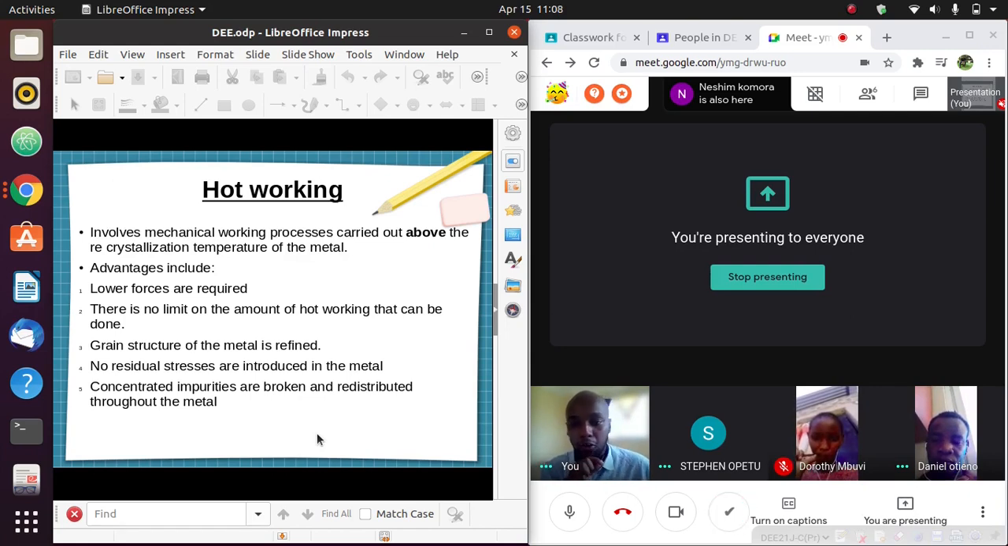So there's no limit to the number of times that you can continue hot working on a piece of material. Now the grain structure is refined because you are working on that metal above the recrystallization temperature. Some new particles are being formed over and over again. You have new grains, you have new structures. So the internal structure inakuwa finer. If you have impurities in your metal, then they will be broken down. Zitakuwa redistributed all around the metal, so they won't be found at one particular point.